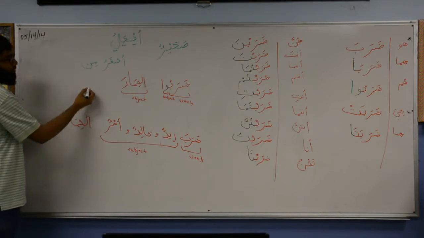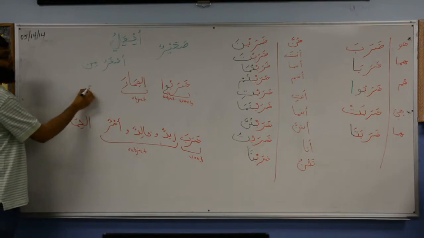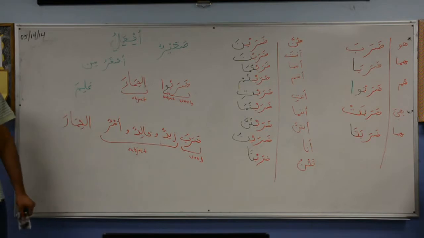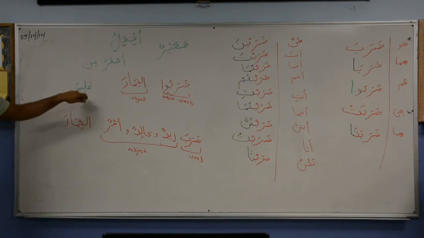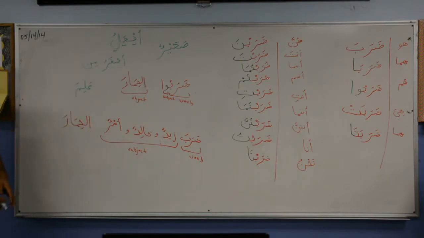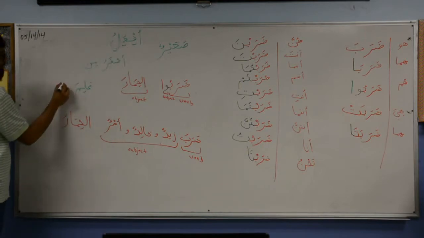Also, what's the verb to know? He knew. Alima means he knew. Okay, so I can take those same three roots and put them in this pattern to mean the most knowing or more knowing. So how would I make this into that pattern?